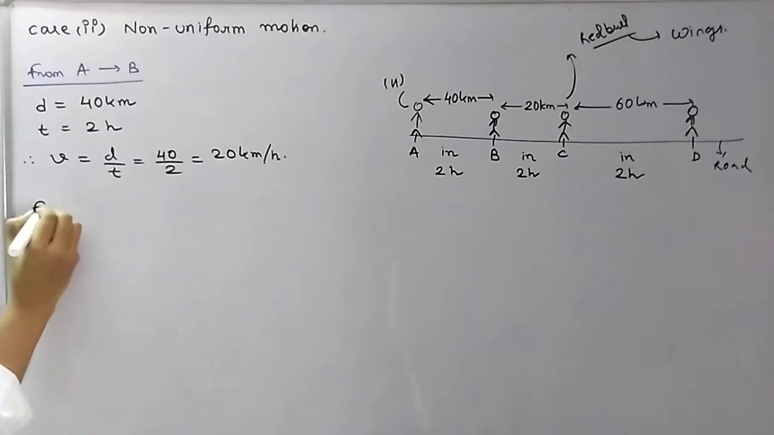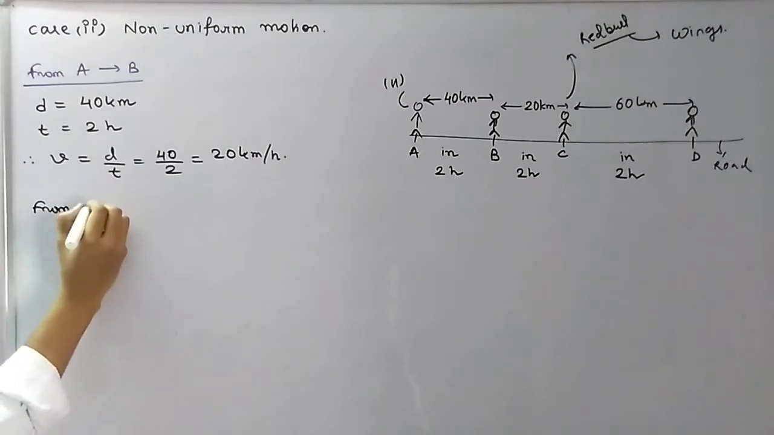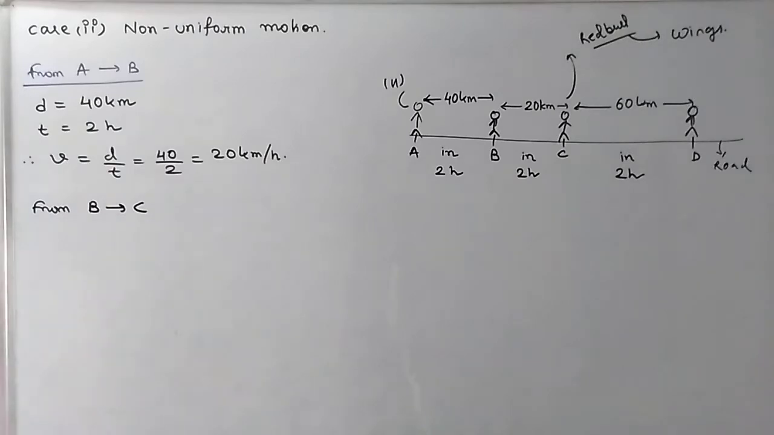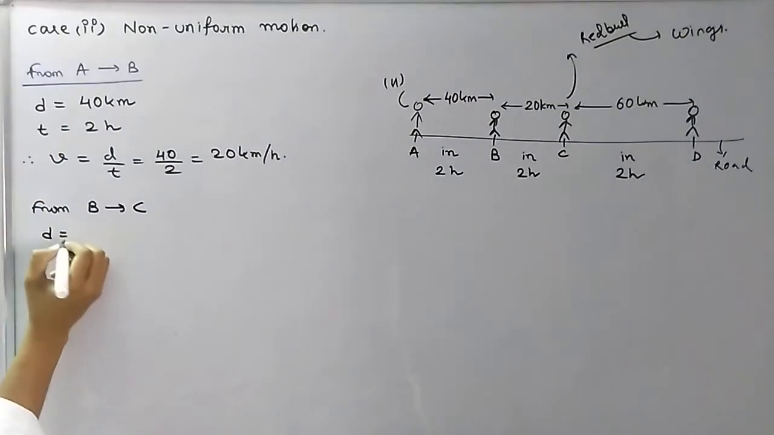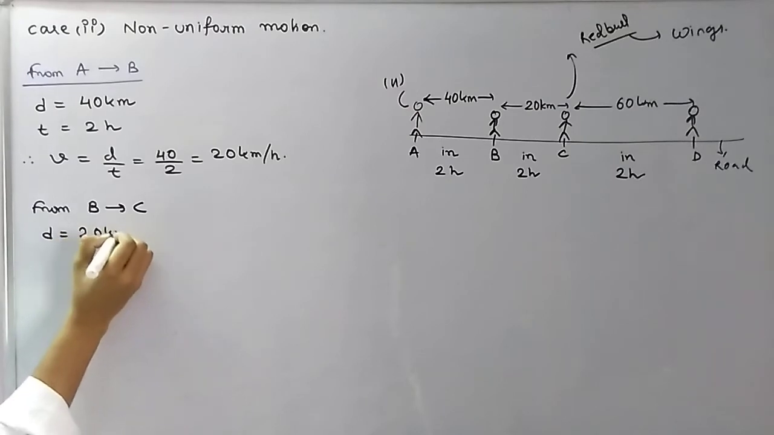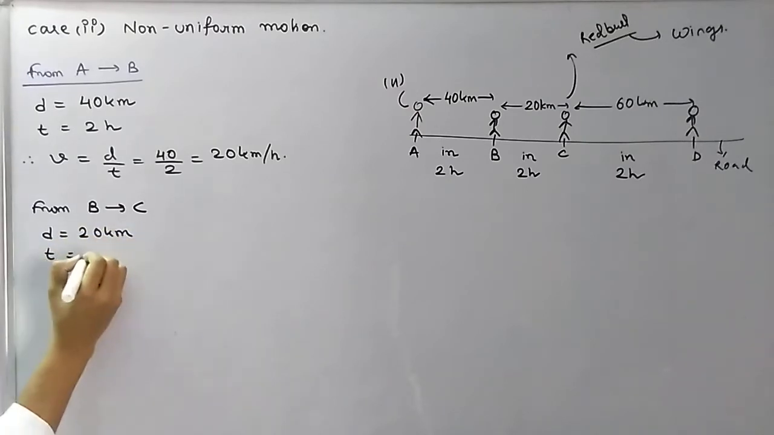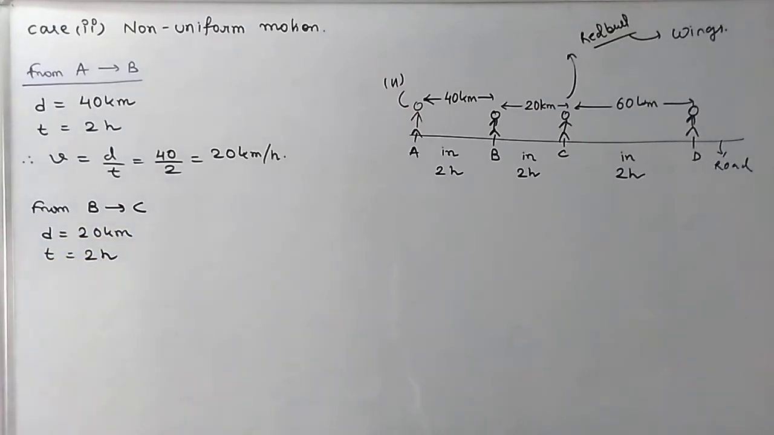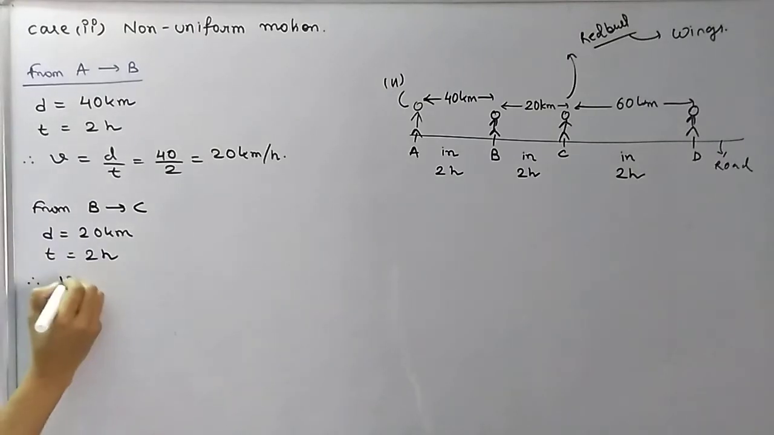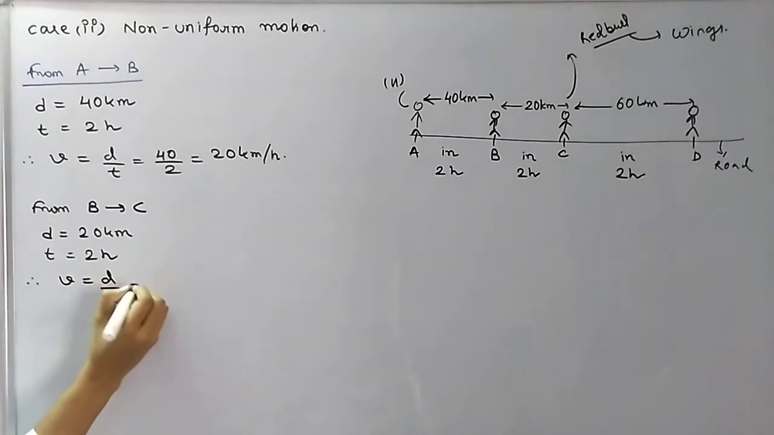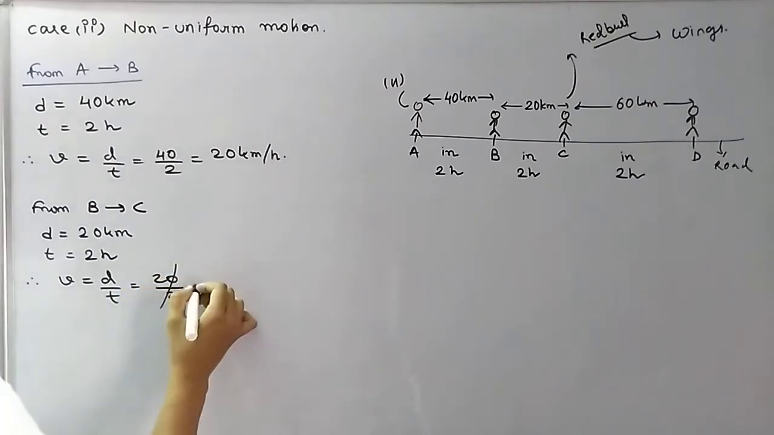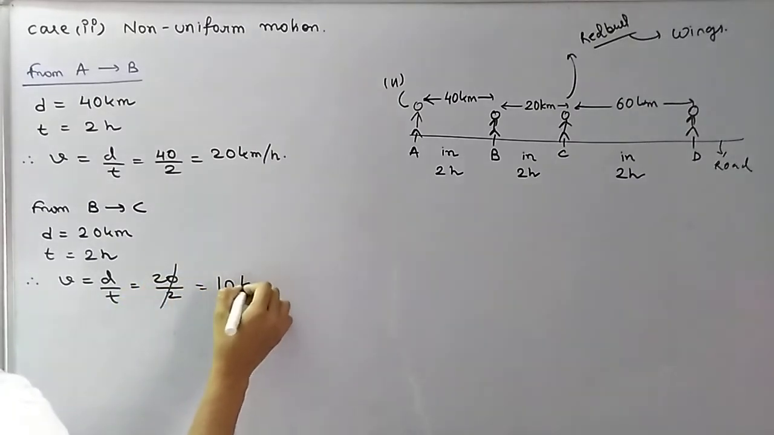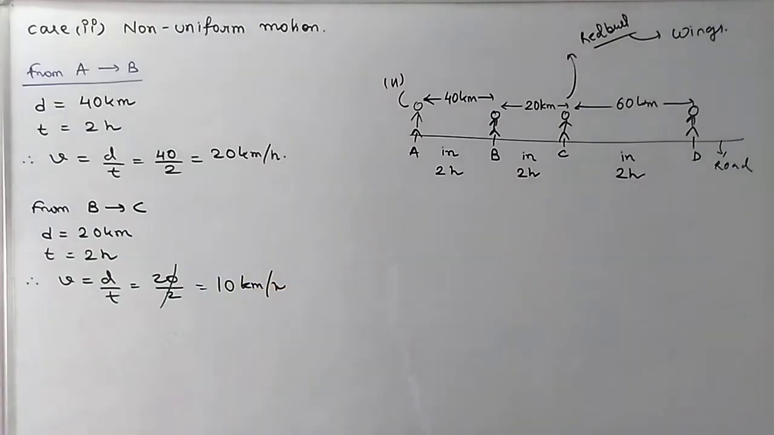Now, from B to C. The distance traveled is how much? 20 kilometer. And the time he takes is the same as previously, that is 2 hours. Therefore, again speed is equal to distance by time, 20 by 2, which is 10 kilometer per hour.